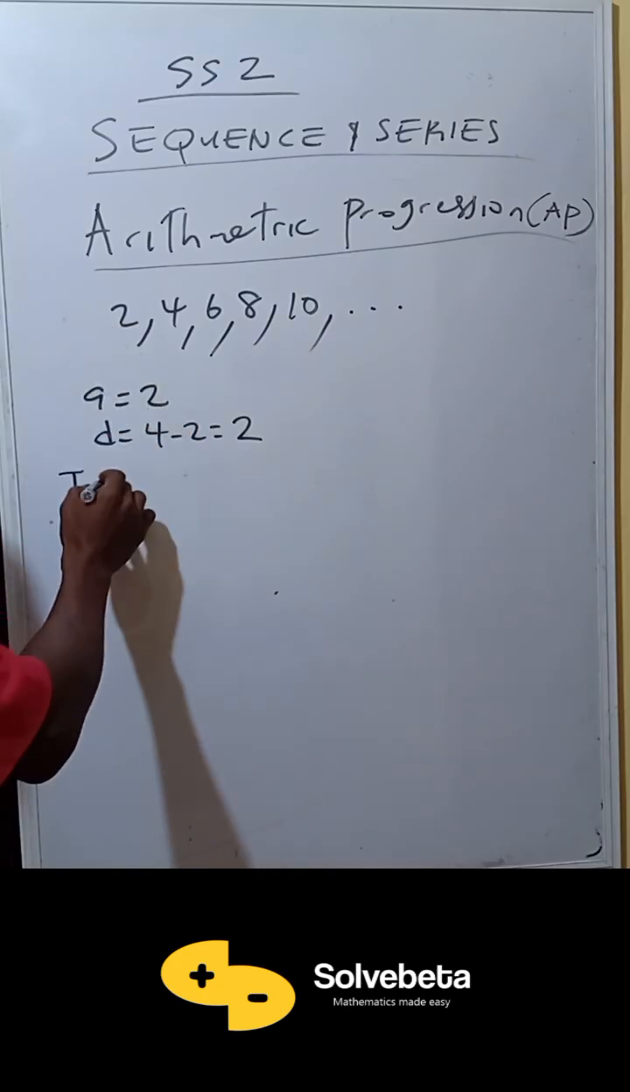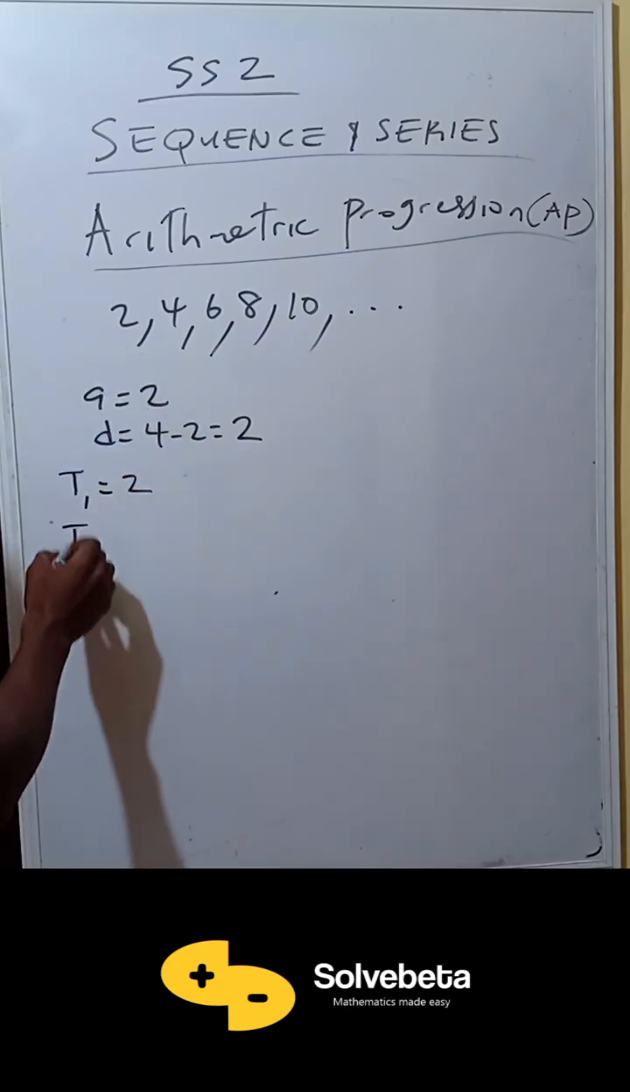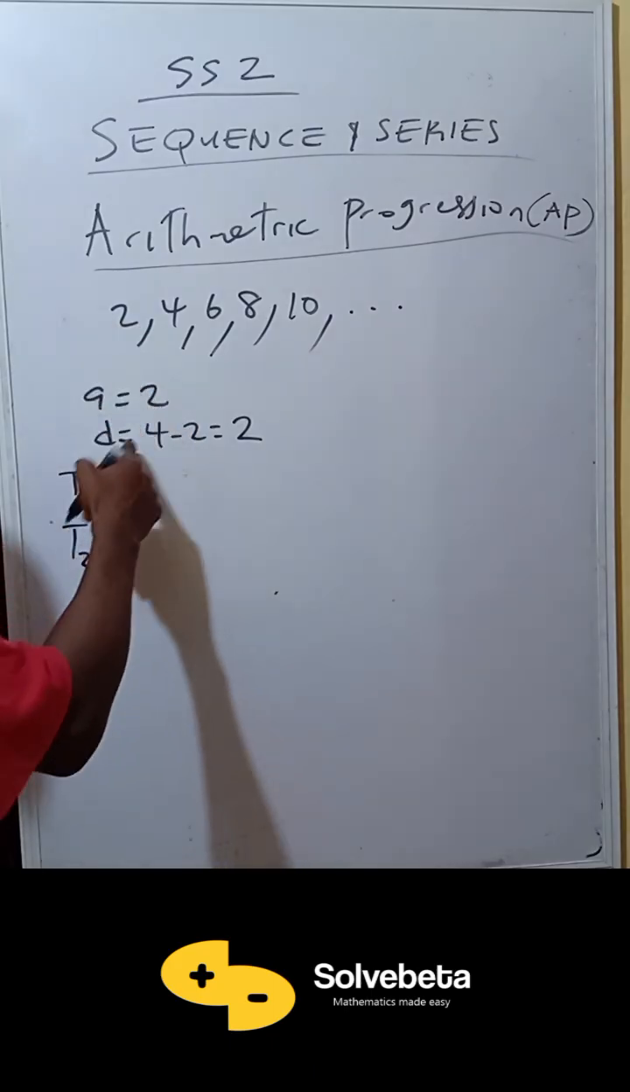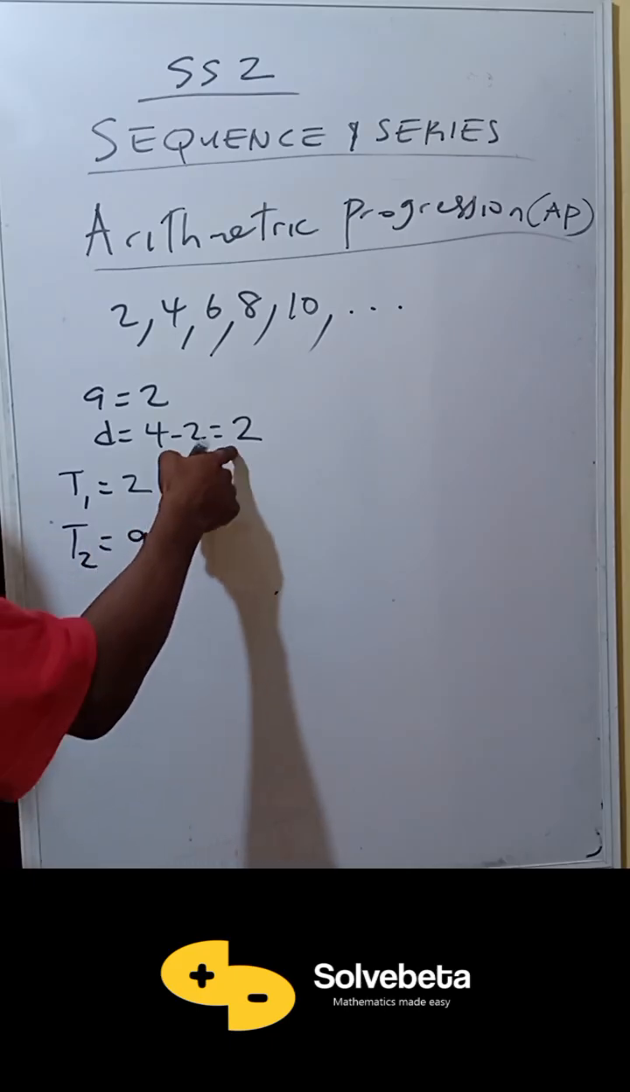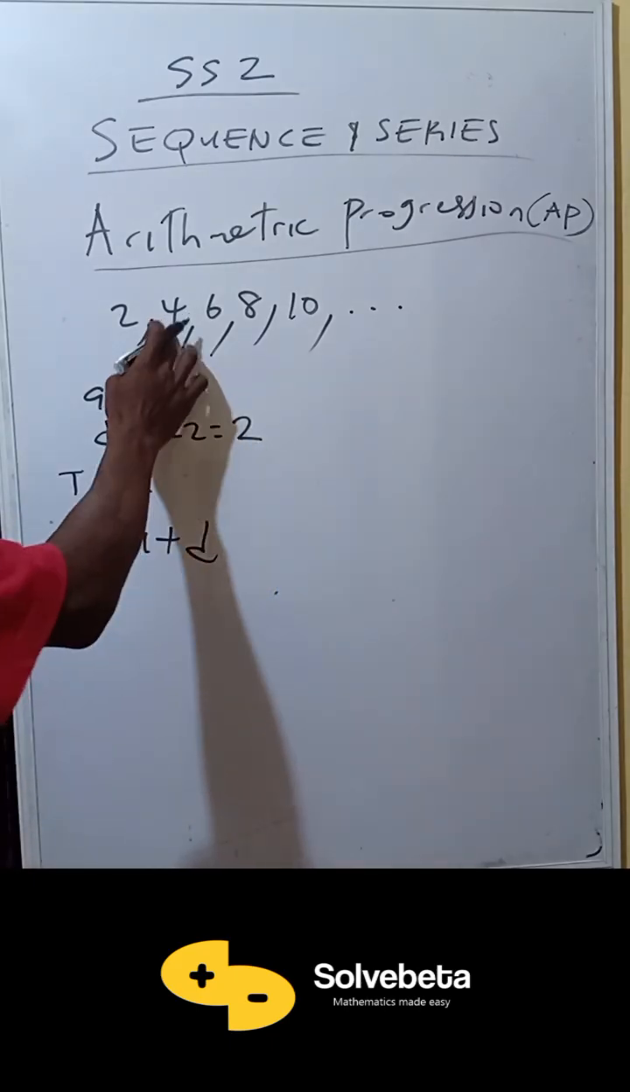Let's say this is the first term in this sequence, 2, let me call it T1. To get the second term, you say A plus this common difference D. 2 plus 2 will give you what? 4.